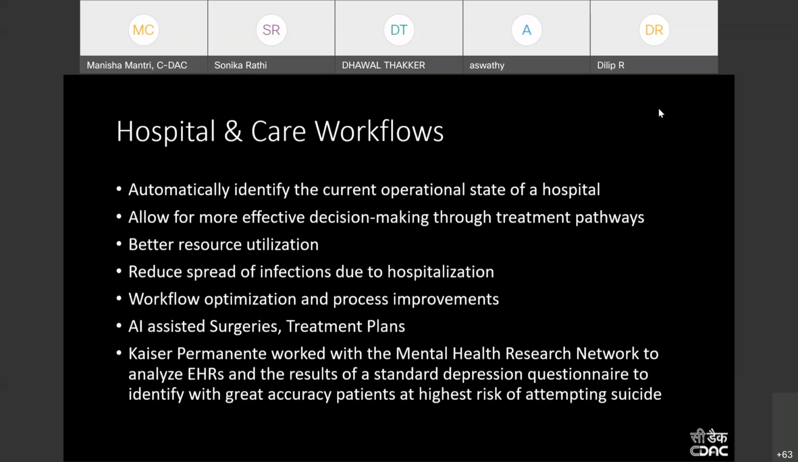Kaiser Permanente is one of the institutes which worked with the Mental Health Research Network to analyze the EHRs and the results of the standard depression questionnaires that they take from the patients. And they identified with great accuracy which patients could have a high risk of attempted suicide. So these kinds of things are very much possible, and there are a lot of success stories about it.